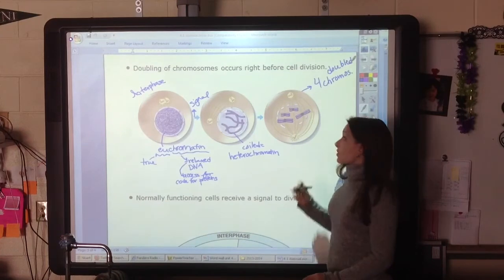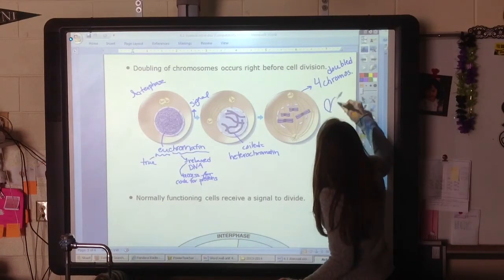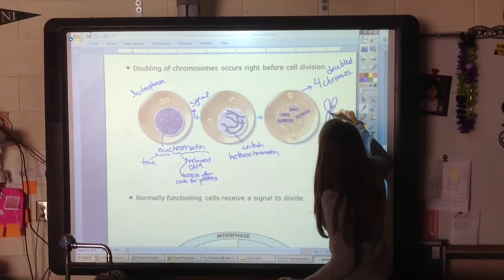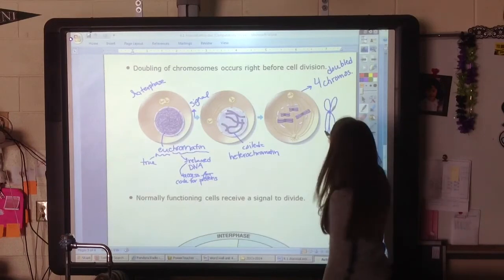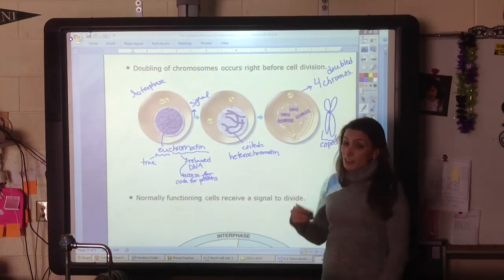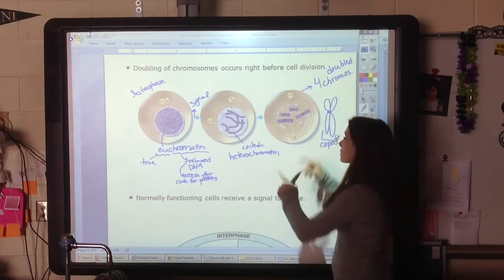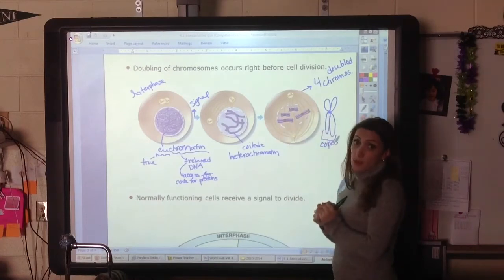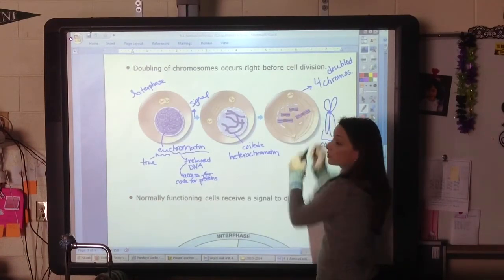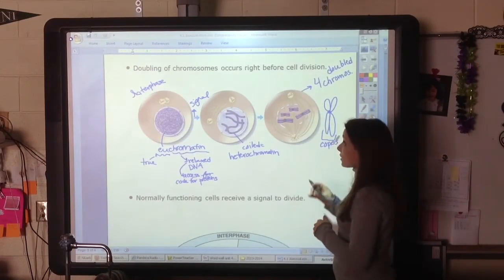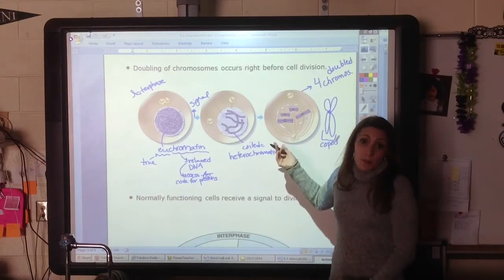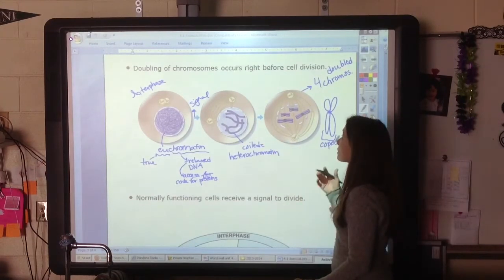If you remember, this X shape is the doubled chromosome. And the two sides are just copies. So we don't count it as new DNA. So this cell has 4 chromosomes, 2 homologous pairs. You see 2 big and 2 little ones. And so we should be able to make some predictions about what might happen to this cell.